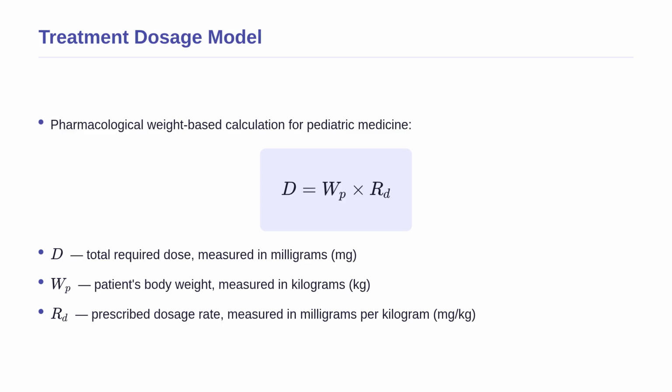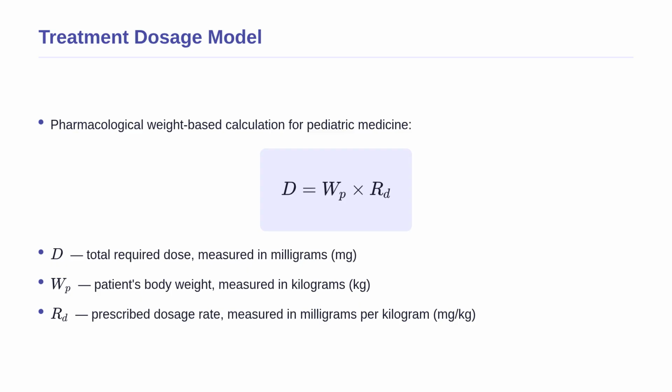To administer this treatment safely, we must calculate the exact dosage. Here is the standard pharmacological weight-based formula. D equals WP times RD. Let us define these variables. D represents the total required dose of medication in milligrams. WP is the patient's body weight in kilograms. RD is the prescribed dosage rate, which is the amount of drug required per kilogram of body weight.